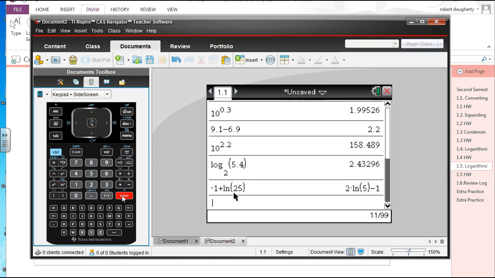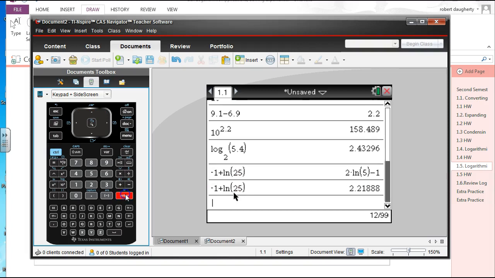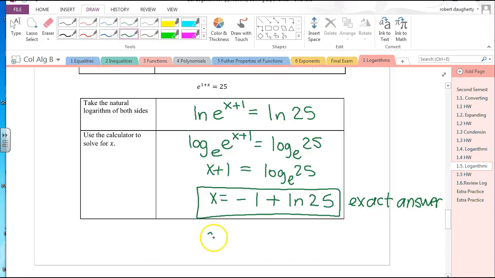And let me back up. I want to get my approximation there. Control enter, and I get 2.219. So this answer is x equal 2.219.